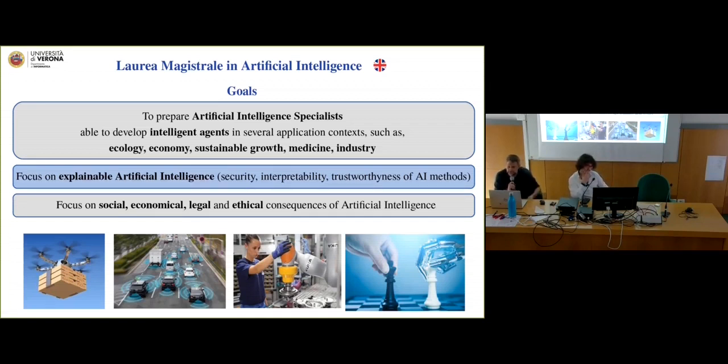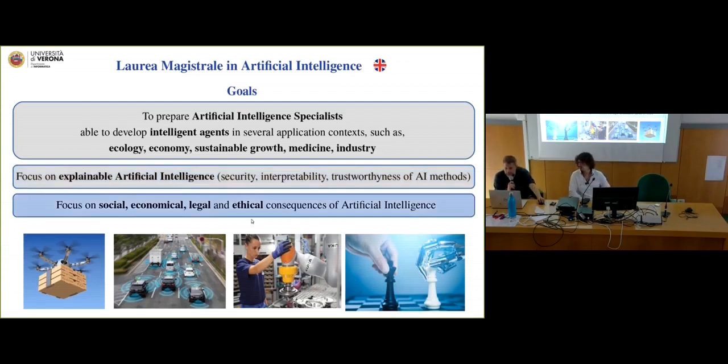So the artificial intelligence that we have in mind is an artificial intelligence which is at the service of human beings, and not the contrary. Artificial intelligence should be useful for humans and should explain the decisions and improvements that it can introduce.